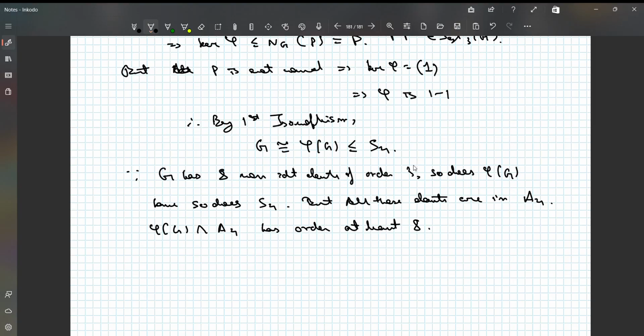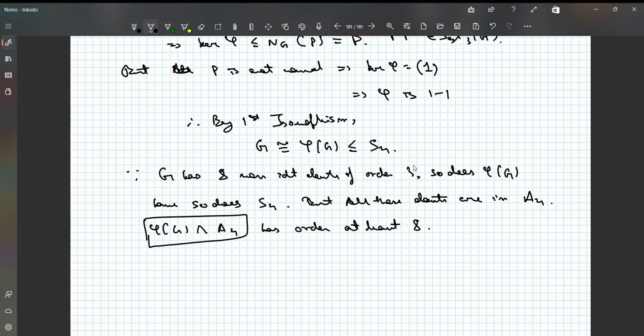Now we know by Lagrange's theorem that the order of a subgroup must divide the order of the group. So the order of phi G intersection A4 must divide both the order of phi G as well as the order of A4, right? But the order of A4 is 12. The order of phi G is also 12 because G has order 12 and G is isomorphic to phi G.